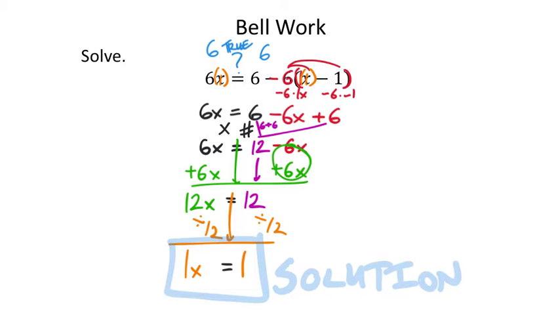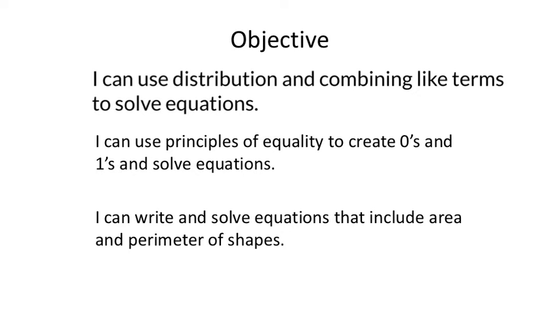So that's a nice review of stuff that we've done already, and we did see x's on both sides with some distribution and combining like terms. It's a good review. I can use distribution and combining like terms to solve equations, and I can use principles of equality to create zeros and ones and solve equations. And also I can write and solve equations that include area and perimeter of shapes. Okay, take a minute to copy these down, then we'll get started.